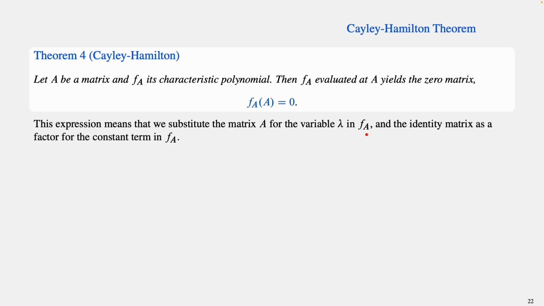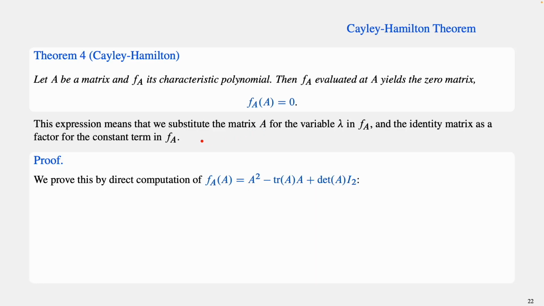And for the constant term in the polynomial f_A, we simply substitute the identity matrix as the zeroth power of A, if you like. The proof of this goes by direct computation, like so many things here. And now we actually use our nice formula we just derived. So f_A applied to the matrix A itself equals A squared minus trace of A times A plus determinant of A times the identity matrix. And we write out these three terms here.